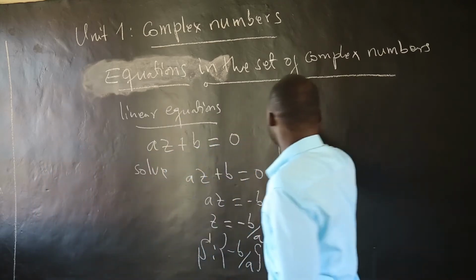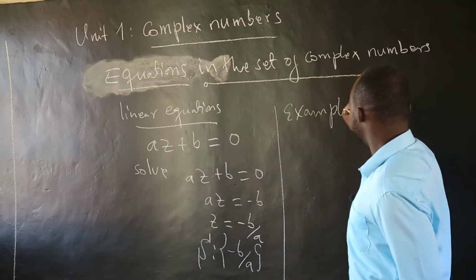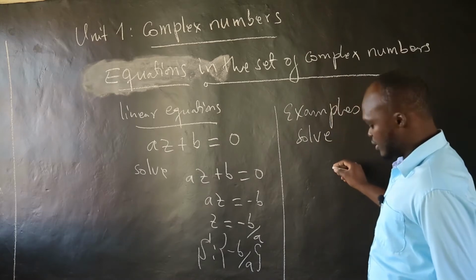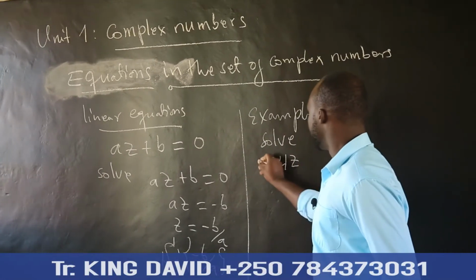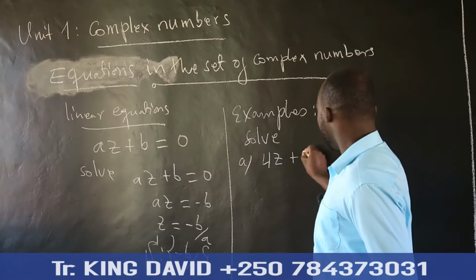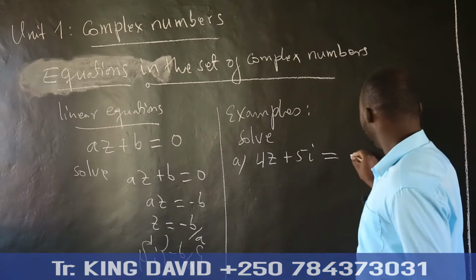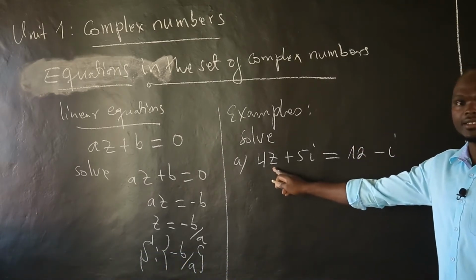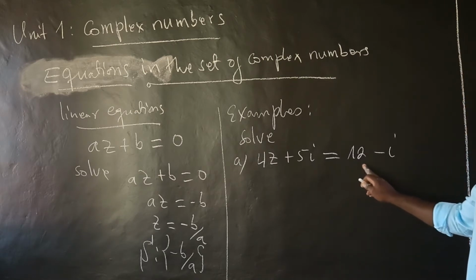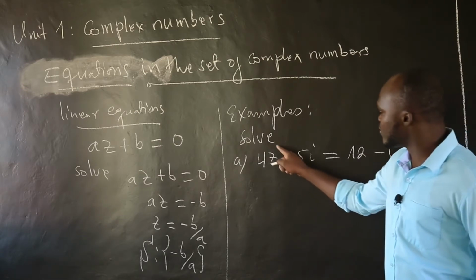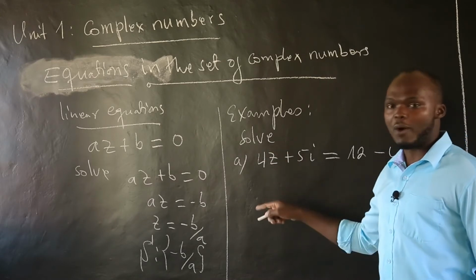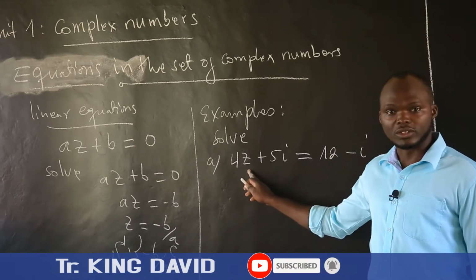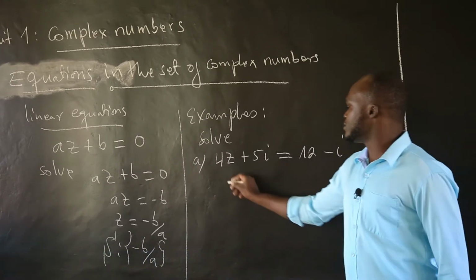Examples. We have examples here. Example: solve 4Z, that is A, plus 5I equal to 12 minus I. So we have to solve this one: 4Z plus 5I equal to 12 minus I. We have to find the value of Z. Our unknown value is Z, so we have to make Z the subject of the formula.